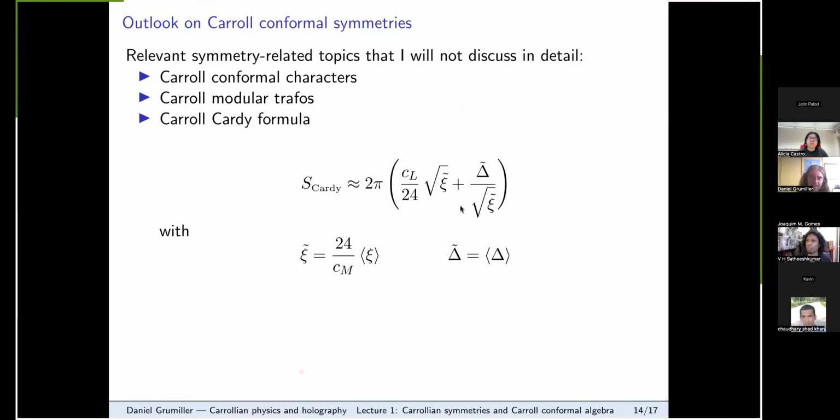So you have a recurring theme here. There are conceptual similarities to relativistic CFTs and even some technical similarities. Certain terms, like the first term here, are identical to what happens in the relativistic case. But then there are other terms that look completely different from the relativistic case.